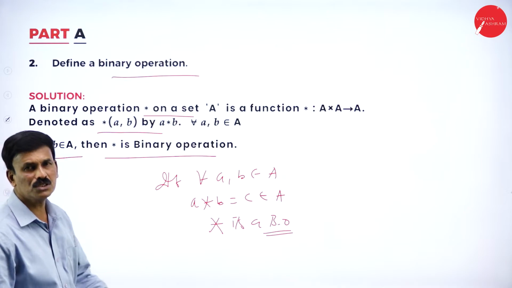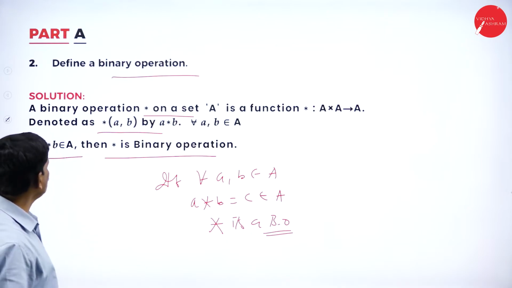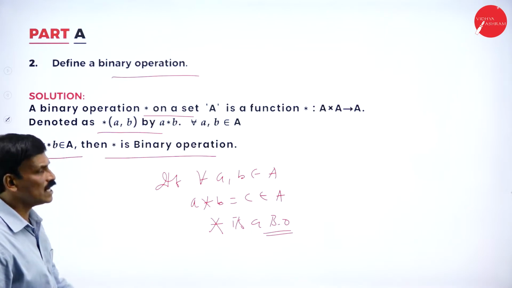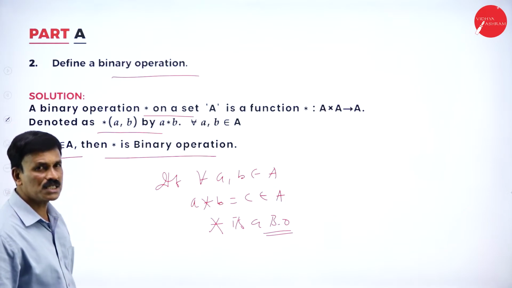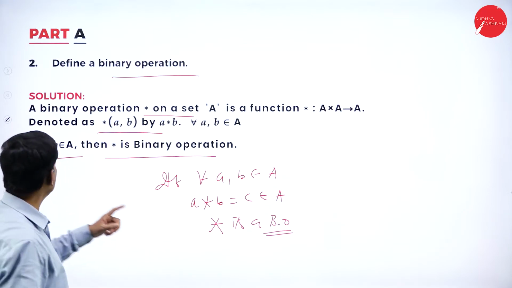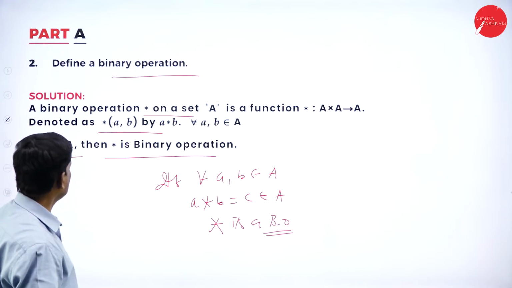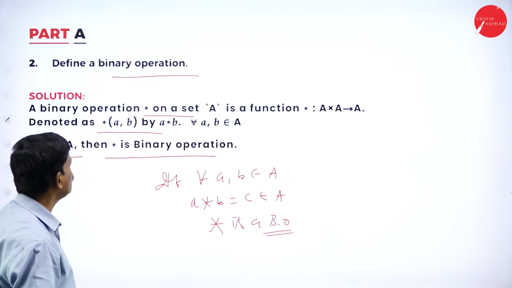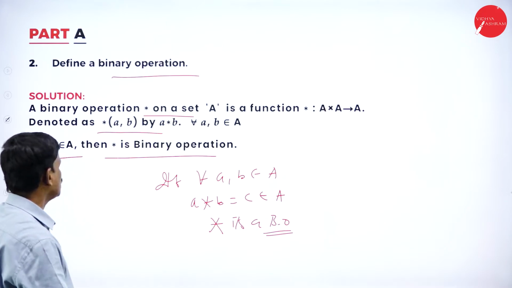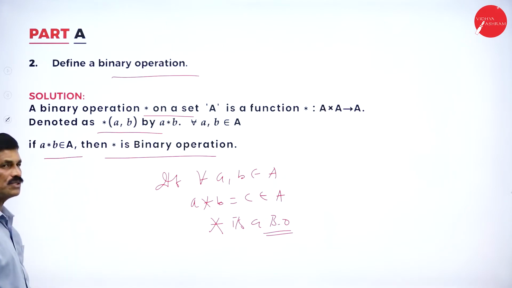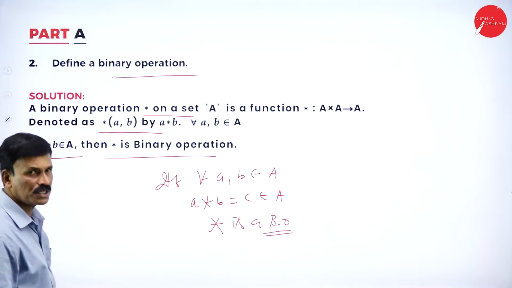If you write this much, you will get 1 mark. So, a binary operation on a set A is a function star from A cross A to A, denoted as (a, b) maps to a star b for all a, b belonging to A. That is, if a star b belongs to A, then star is called a binary operation.